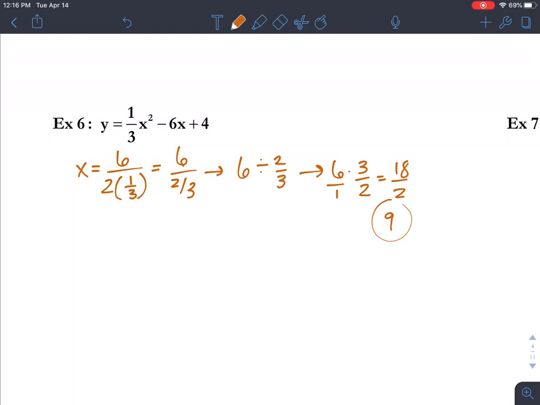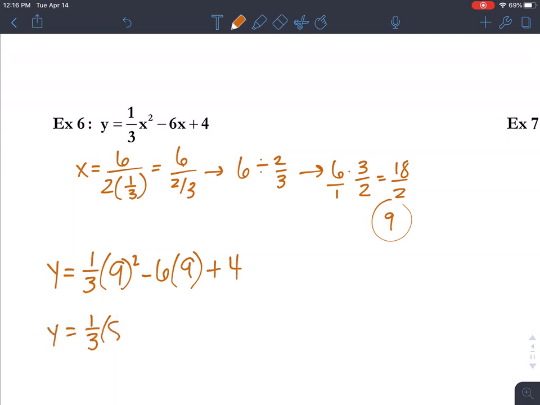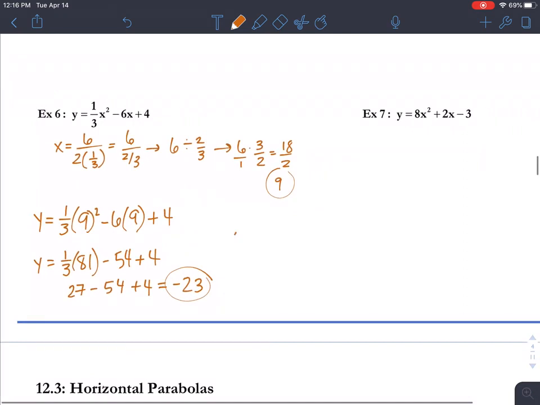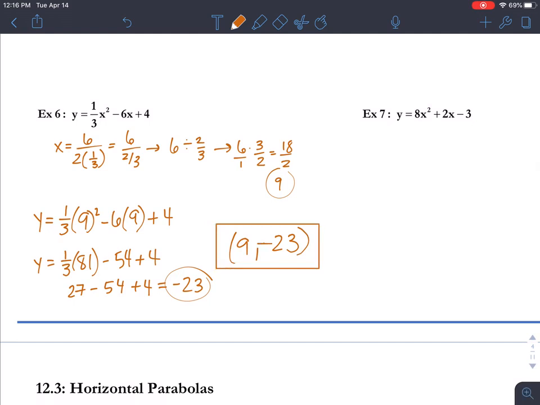We've got 9 for our x value, and then we want to plug it in. y equals 1/3 times 9 squared minus 6 times 9 plus 4, which gives us 1/3 of 81 minus 54 plus 4. 27 minus 54 plus 4 gives me -23. So 9, -23 is our final answer. Does it fit on a graph? I don't know. I mean, not the graphs that I usually give you, but is it an answer for a vertex? Sure, that would be fine to answer. It doesn't have to fit on a graph in this case because the problem is over.